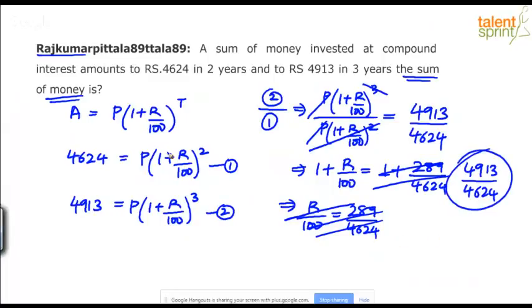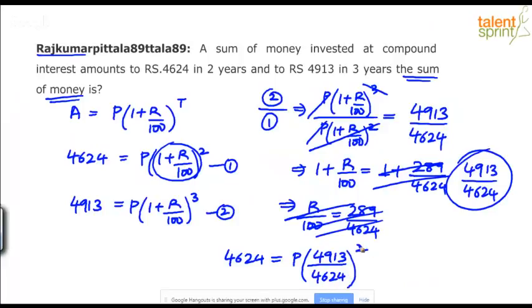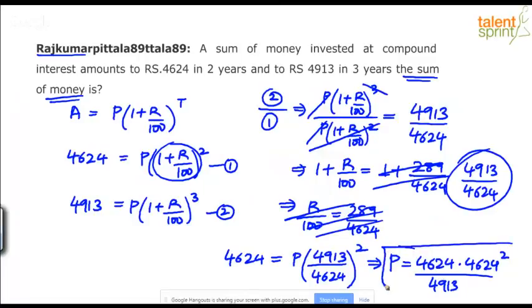Now substitute this 4913 by 4624 in this place, 1 plus R by 100. So what do we get? 4624 equals P into (4913 by 4624) whole square. Right? 1 plus R by 100 is 4913 by 4624, and find out the value of P. So from this, P will be equal to 4624 into 4624 whole square divided by 4913. Calculation is your lookout. Do the calculation and mark the answer. Of course, we'll be able to cancel some terms here, so just do that simplification. This is the principal amount. Rajkumar, I hope you have followed. Let me just quickly check. 4913 by 4624. So P and P gets cancelled.